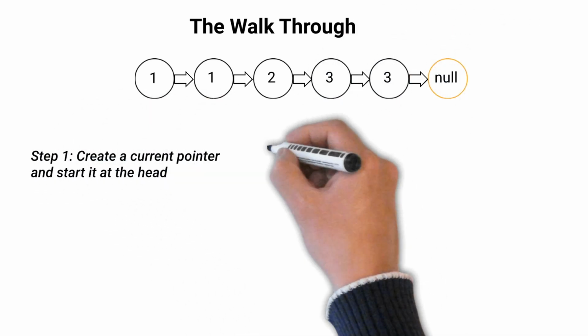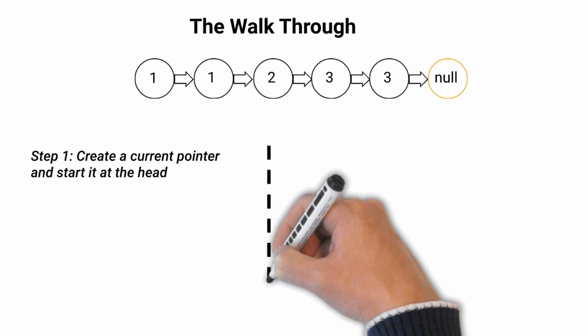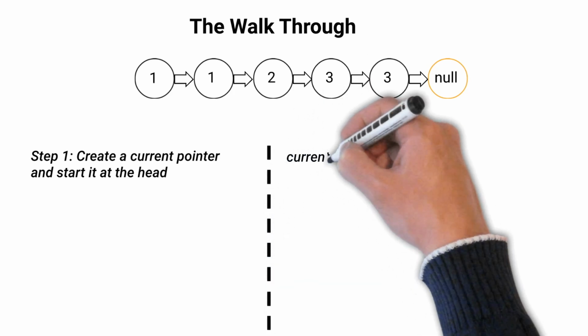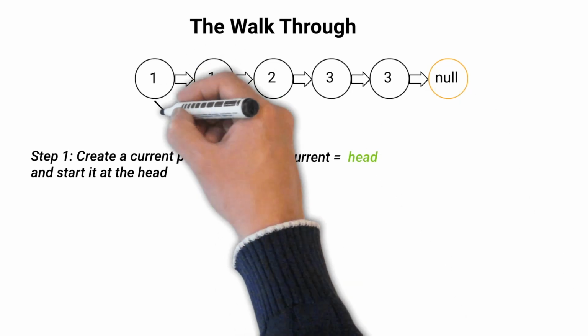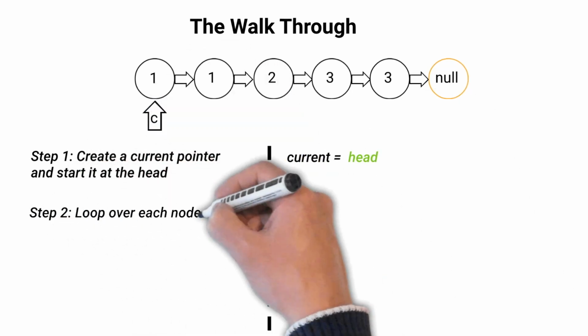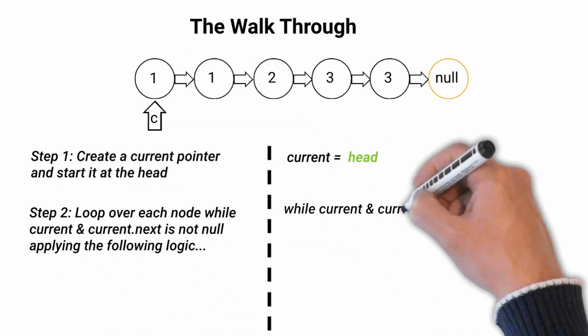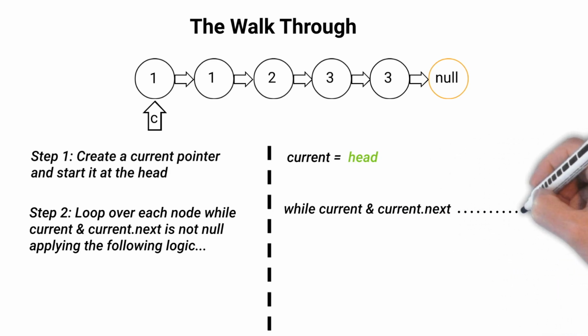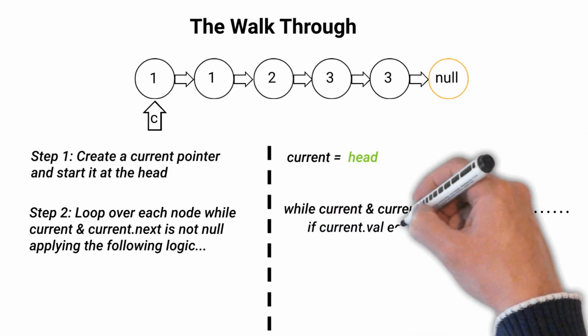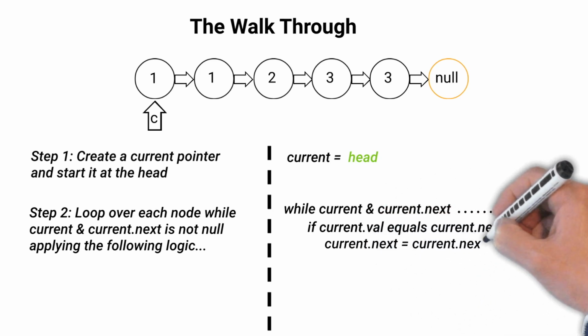Step 1. We want to create a current pointer and start it at the head. Current is equal to head, so let's put current pointer here. And step 2, we want to loop over each node while current and current.next is not null, applying the following logic.